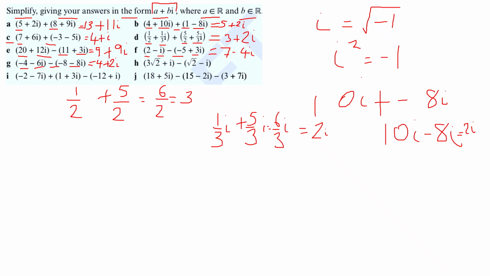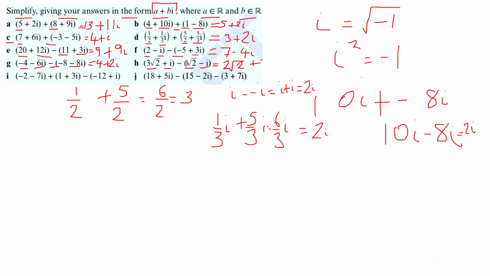So 4 plus 2i. Next up, we've got 3 root 2 plus i minus root 2 minus i. So 3 lots of root 2, subtract 1 lot of root 2, becomes 2 root 2. Then I've got plus i, and I'm subtracting negative i. So be careful. A lot of students would have put 0 there, but you've got i subtract negative i. So you're doing i take away minus i, which is i plus i, which is 2i.